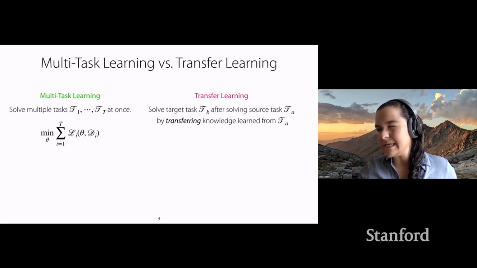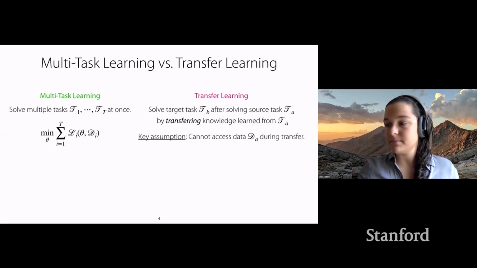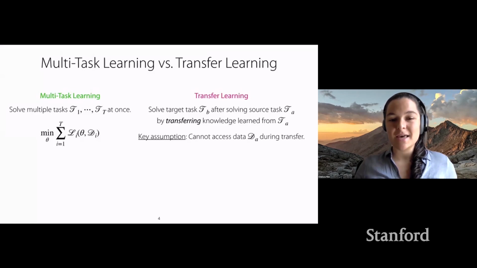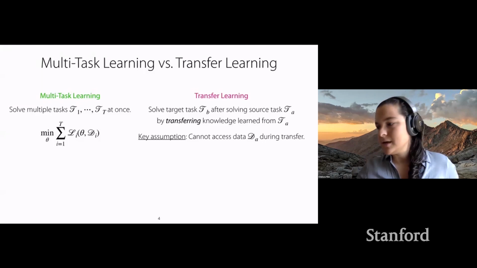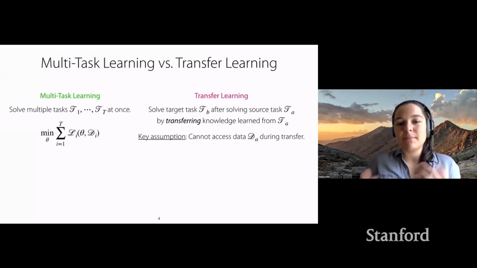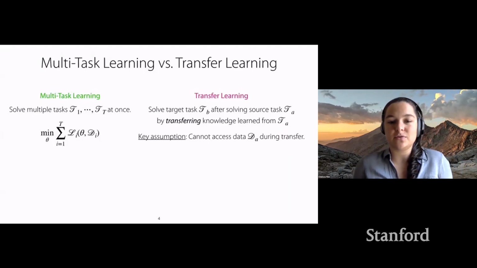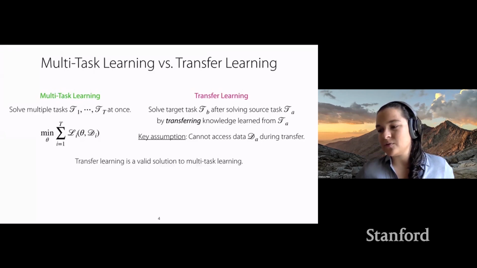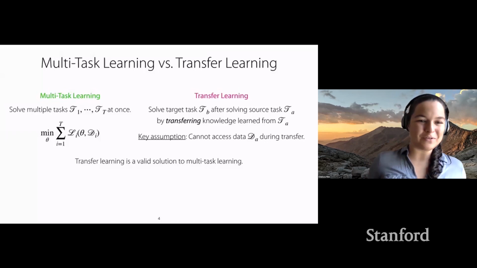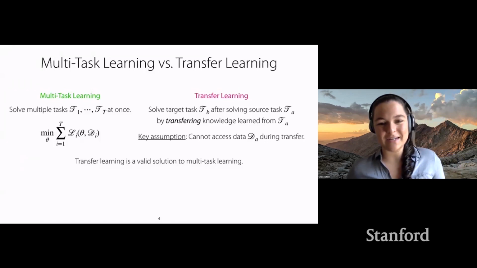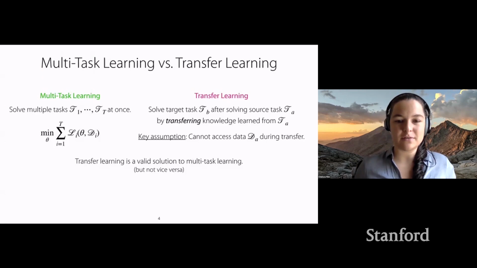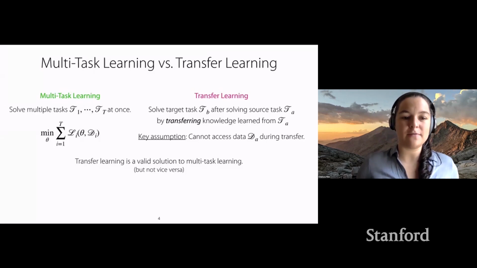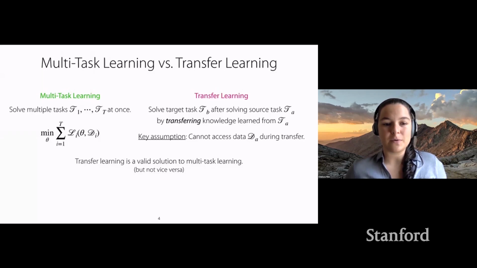One key assumption that transfer learning methods typically make is that you can't actually access the data for task A during this transfer process. So you basically have to learn something about task A, then you can no longer access that data, but you can access the knowledge that you've learned when trying to solve task B. And so transfer learning is actually a valid solution to multitask learning. You could learn one task and then learn the next task, but not vice versa, because multitask learning assumes that you have all of the data available when you're solving them.